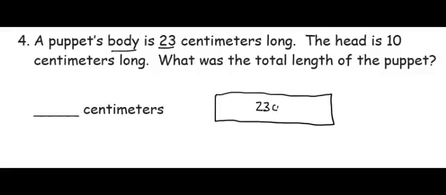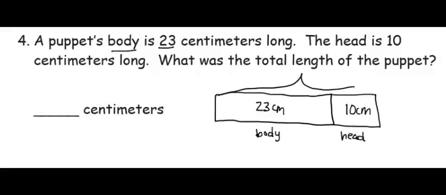This is 23 centimeters and this is the body. The head is 10 centimeters long, so I'm going to add another portion on that is 10 centimeters and show that that is the head of the puppet. The question then is, what's the entire length of the puppet? And I can use my addition strategies to solve that problem.